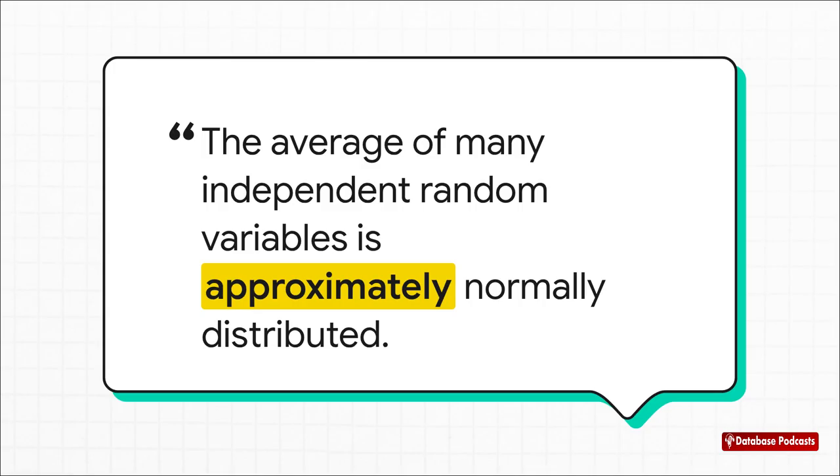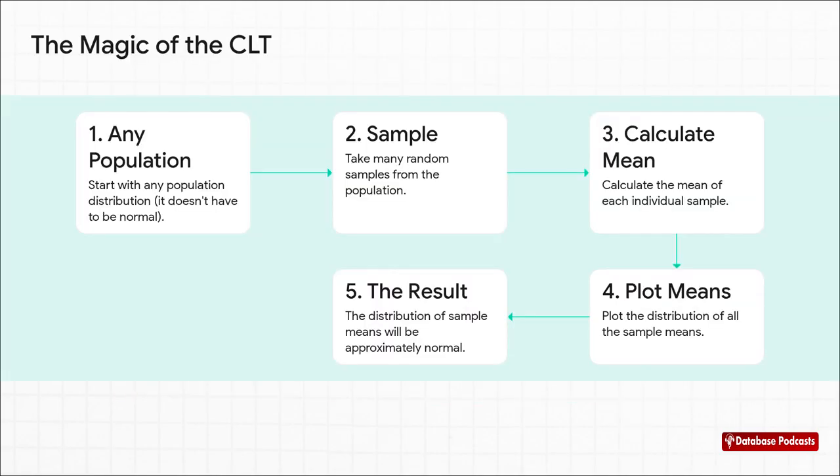This is true even if the original stuff you were measuring wasn't bell-shaped at all. This one insight is the engine behind everything from A/B testing to political polling. So how does this actually happen? It's like a recipe. First, you start with any population. I don't care what it looks like. It can be totally weird.